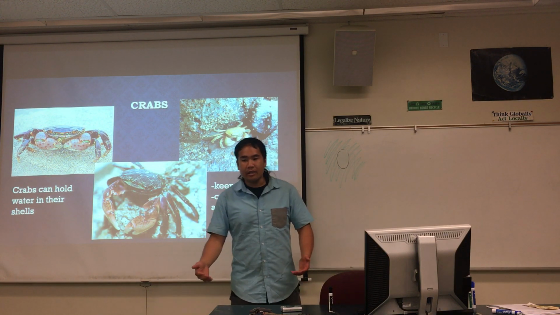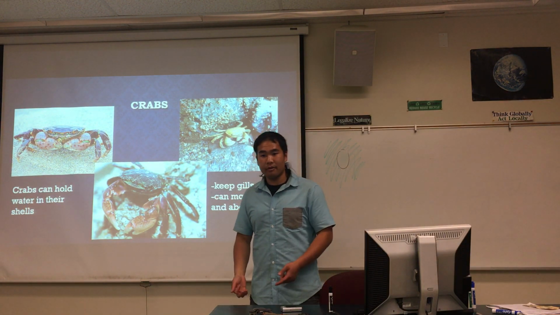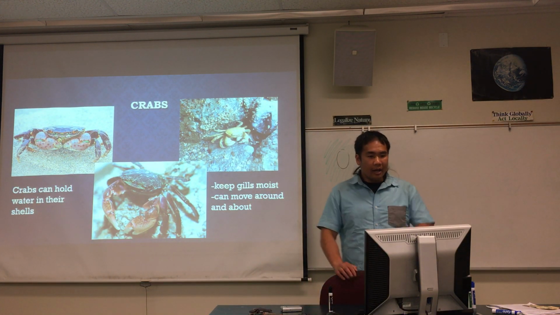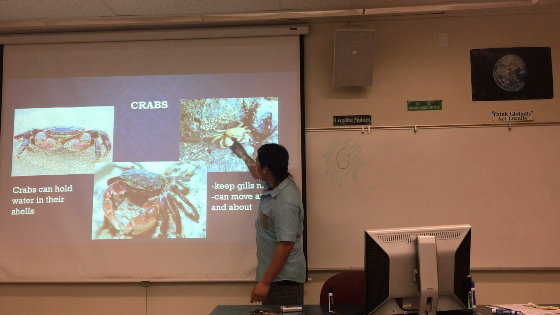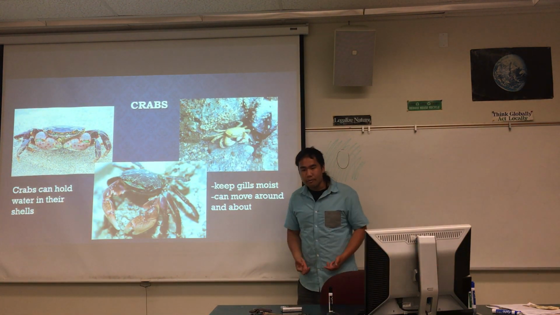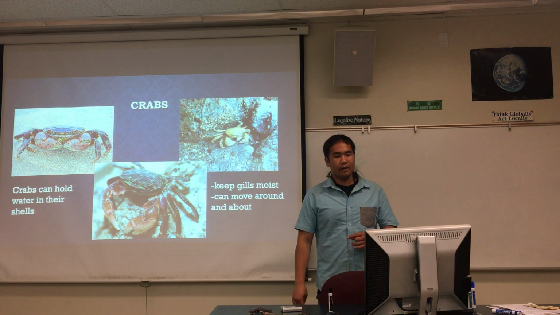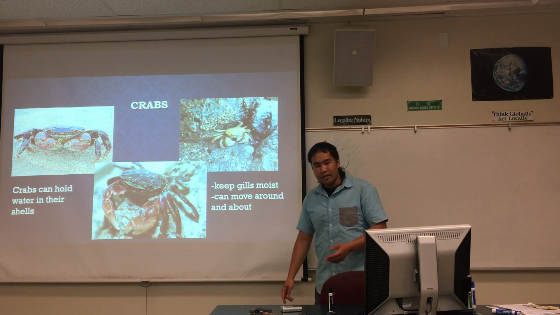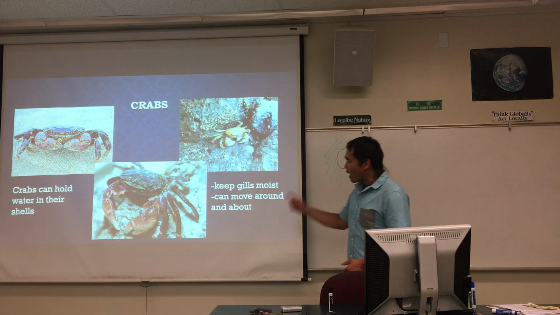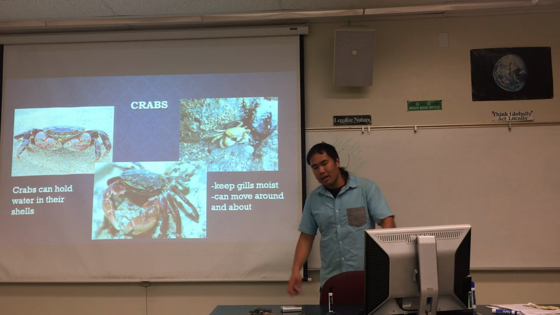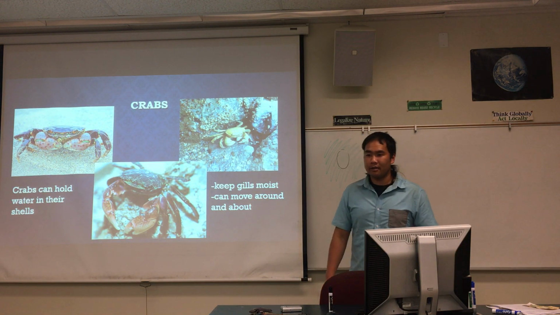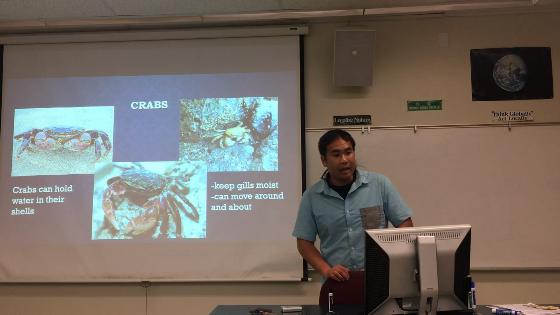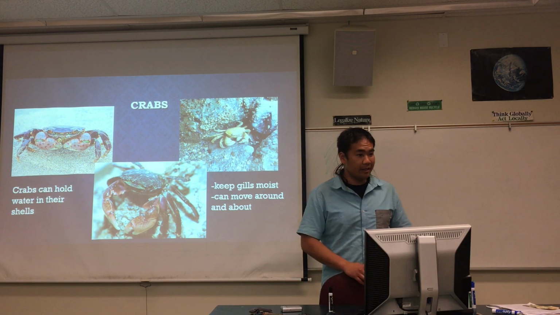Remember the limpet? The limpet can hold water in a shell, but it can't move, right? Because if it moves, the water will come out. The crab has water in its shell, but its legs are separate from it, so it can still move around during low tide, right? So it can move around and carry the water with it. So as a consequence to that, what is the crab able to do during low tide that the other ones cannot? What can they do? They can eat, right? They can move around and actually eat.